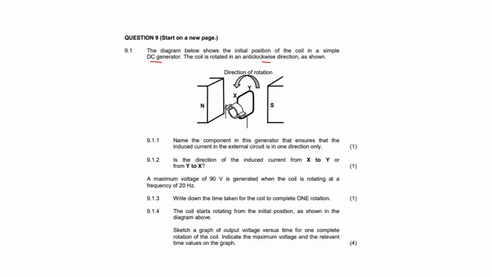9.1.1. Name the component in this generator that ensures that the induced current in the external circuit is in one direction only, and that is called the split ring.